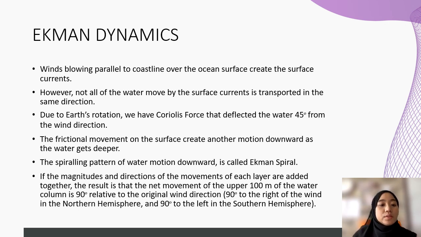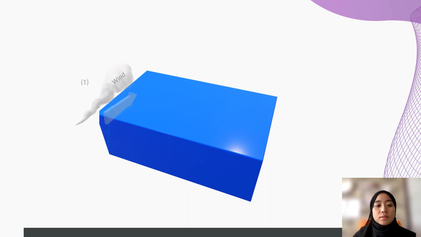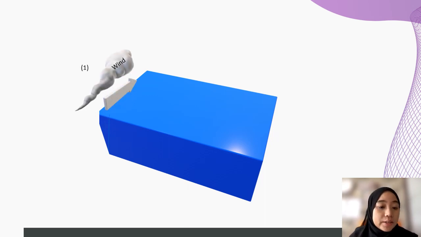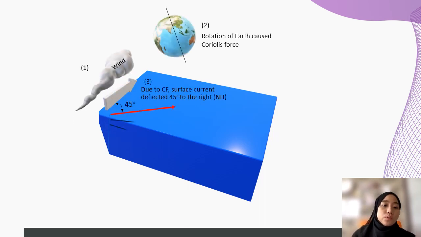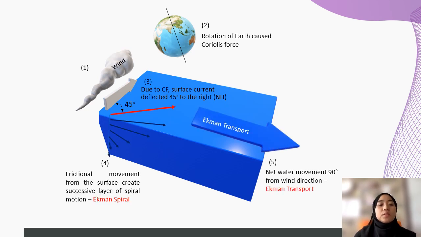And if the magnitudes and direction of that movement of each layer were added together, the result at the upper 100 meter is 90 degree relative to the wind. 90 degree to the right at the northern hemisphere and 90 degree to the left at southern hemisphere. So here is the schematic diagram showing how this Ekman dynamics cause net water movement 90 degree.